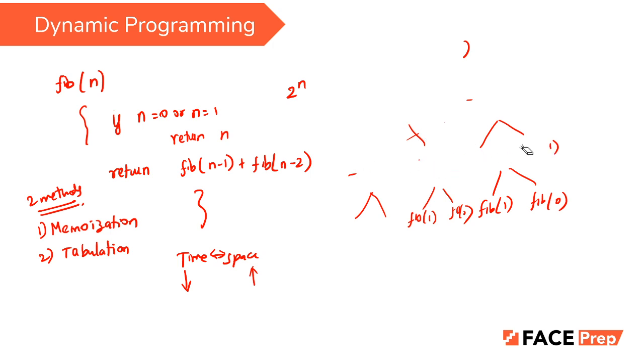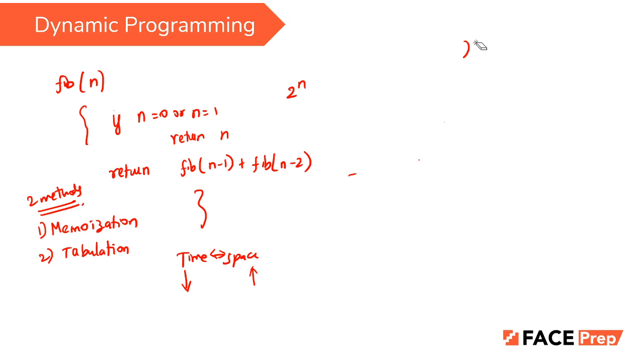I'm going to solve the Fibonacci series problem using the dynamic programming technique so that we will reduce the time complexity. So how do I do that? Like I said, there are two ways of doing it. Let's first do the easiest way, where we are optimizing the recursion. How do I optimize the recursion?